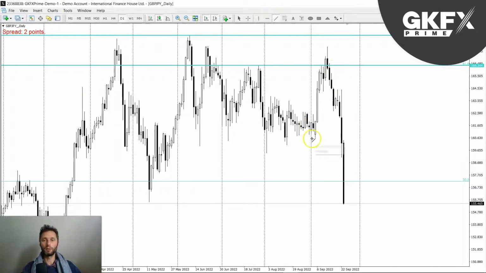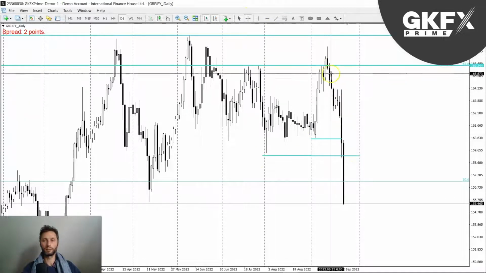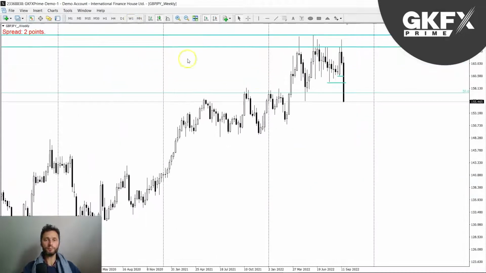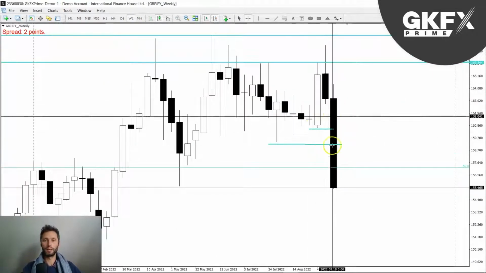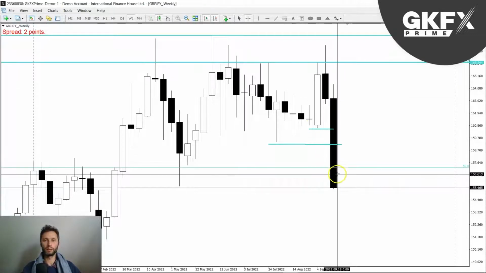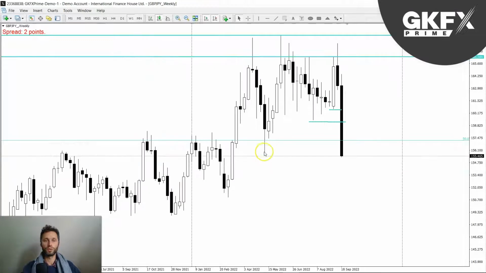Breaking all these structural levels, indicating very, very clearly this massive weakness. You could see that last week, big bearish candle. I mean, this is a massive 800 pip candle, huge. So looking for more bearishness to continue.